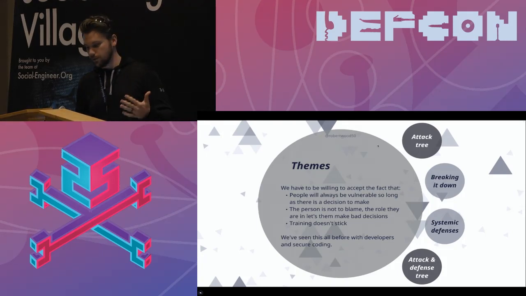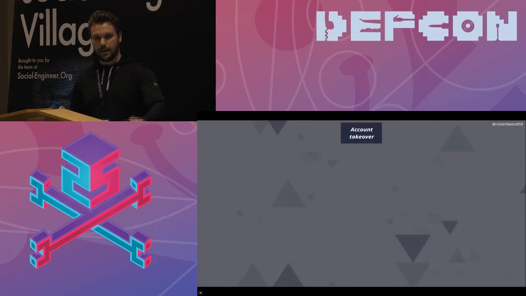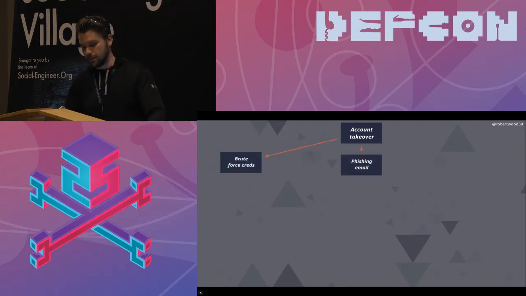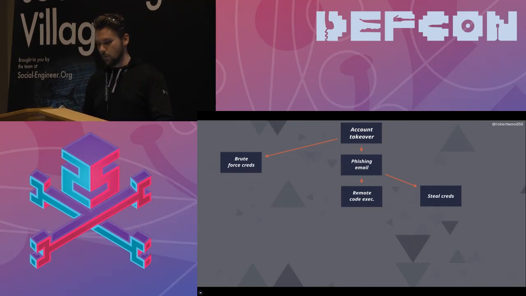So I want to walk through this process in the form of an attack tree, a very simple, easy to understand attack tree. And consider that an attacker wants to start by taking over an account in some capacity. They might brute force credentials. They might choose to go down the phishing route, probably a little bit easier. If they go down the phishing route, they may have a few options available to them. They might want to steal credentials. They might want to achieve some kind of RCE with that user, whether it's an attachment, a nefarious attachment of sorts.